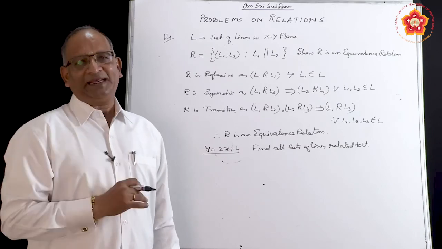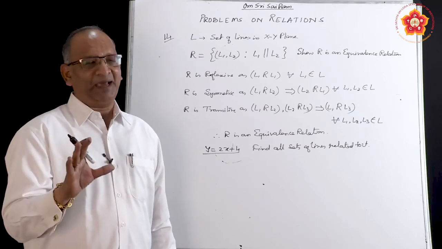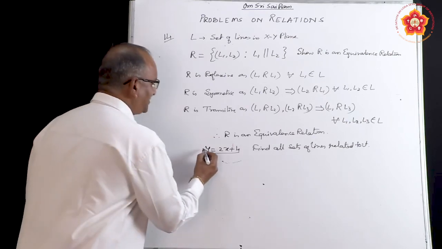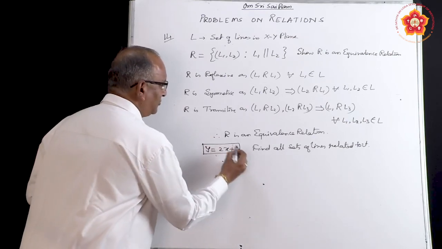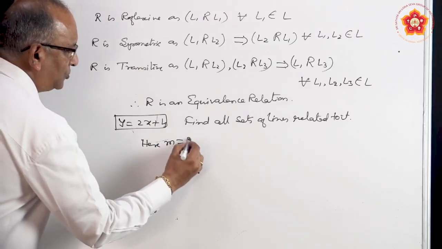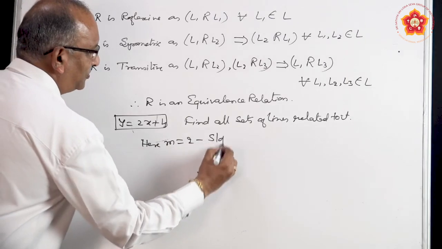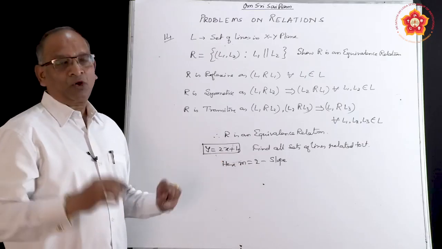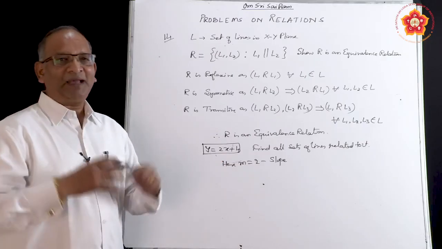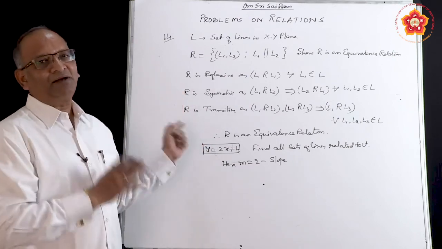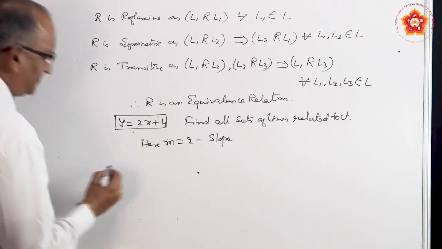When do we say two lines are parallel? We say two lines are parallel if their slopes are equal. You can see that the equation is given in the form y equal to mx plus c. Here, m is equal to 2, which is nothing but the slope. So, any line which is parallel to this must have the slope 2. Constant can change. So, by giving different values to constants, you will get a set of lines which are parallel to this.